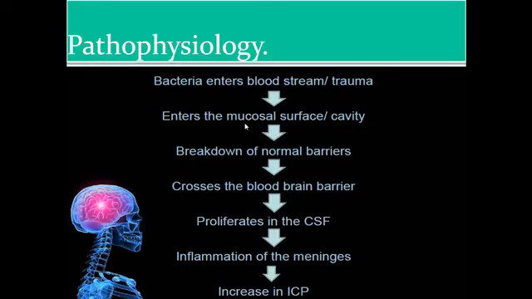A very nice figure showing the pathophysiology. If we look here, bacteria enter the bloodstream by trauma or another pathway, enter the mucosal surface or cavity by breaking down normal barriers, cross the blood-brain barrier, and proliferate in the CSF. After proliferation, it will cause inflammation of the meninges. And whenever there is inflammation in the meninges, there will be raised intracranial pressure. Many other mechanisms will also develop, one of them being increased intracranial pressure.